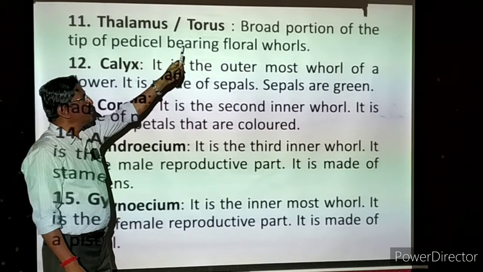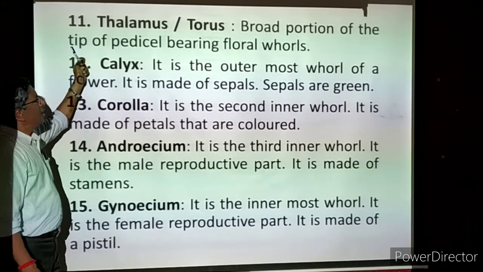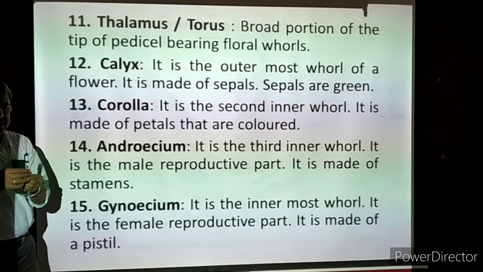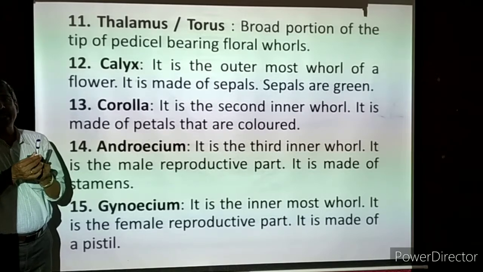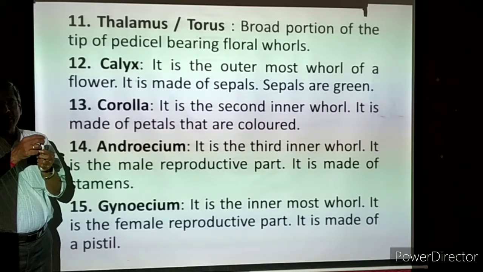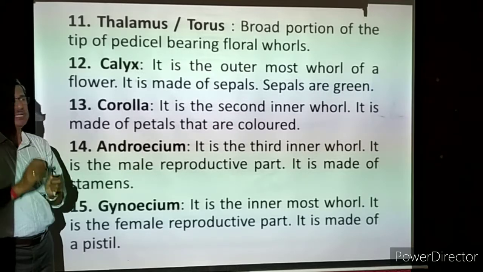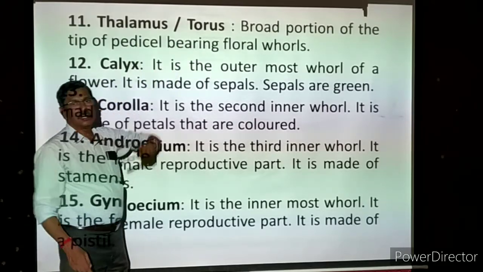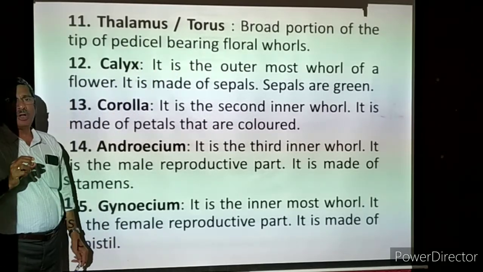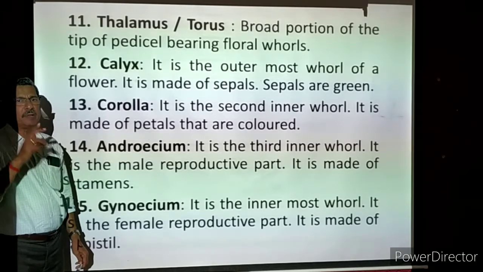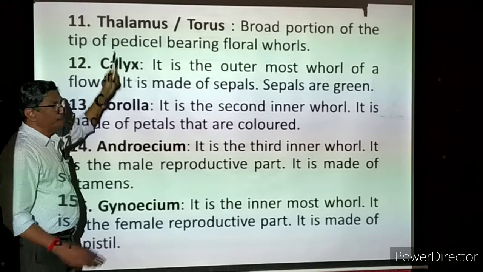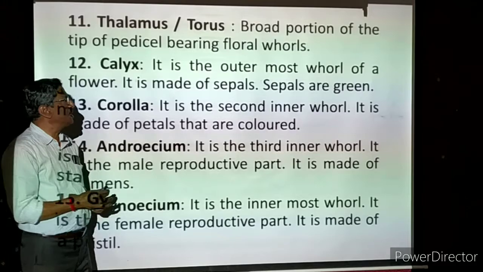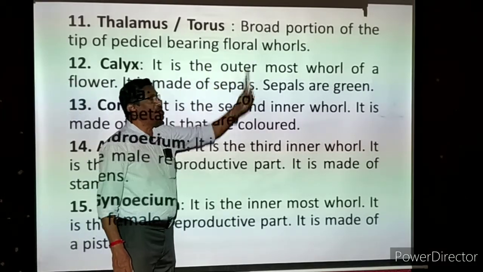Now, see the meaning for that: broad portion of the tip of the pedicel bearing the floral whorls. So, the pedicel is there. It is a stalk, thin and green in color. But at the tip of the pedicel, there is a very small bulging portion. That bulging portion is called a thalamus. It is also called a torus. So, the torus or thalamus is the broad or bulging portion found at the tip of the pedicel, and that bulging portion is bearing the floral whorls. Floral whorls means the petals and other parts which are present. So floral parts we can say are floral whorls.